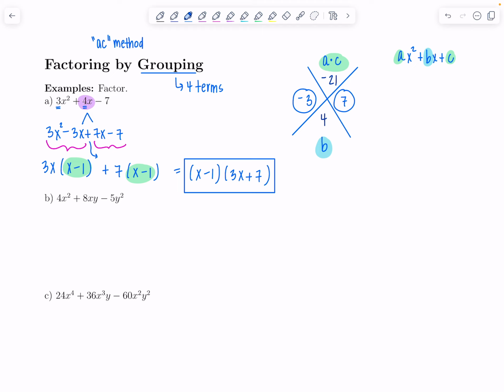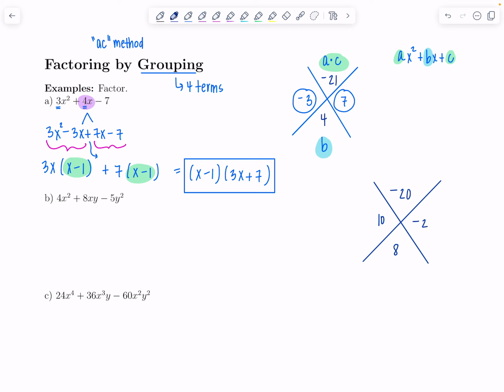Let's look at some more examples. We have 4x squared plus 8xy minus 5y squared. So again, you can make your little x over here. And we put a times c, so 4 times negative 5, that's negative 20 up top. And then b, which is 8, goes in the bottom. So can you think of two numbers that multiply to negative 20 and that add up to 8? Good, 10 and negative 2.